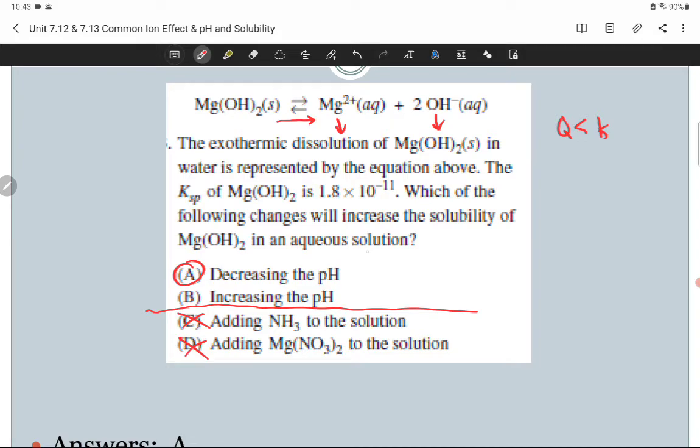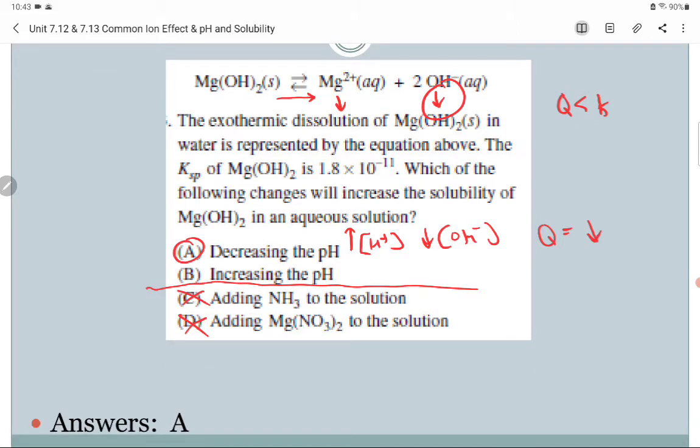If you decrease the pH, the H positive goes up and the hydroxide goes down, and that's what we said we needed to happen. And the real reason, again, is that that's going to make the Q go down because hydroxide is on the top of that fraction there. So that's going to decrease the value of Q in relationship to K.